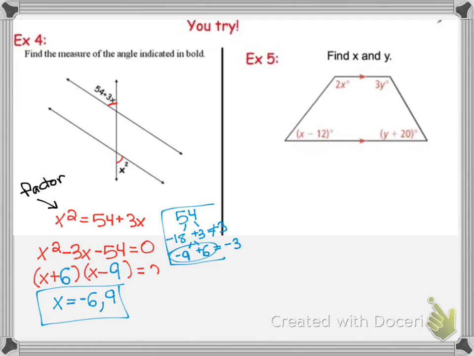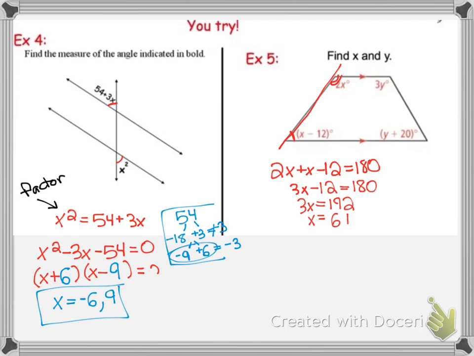And so finally, let's look at example 5, and we'll be done. So the relationship between these two angles here, those are same side, and they are interior of the parallel lines, so they add to 180 with each other. So I know that 2x plus x minus 12 has to equal 180. So I know that 3x minus 12 equals 180. So 3x equals 192. So x here has to be 64.